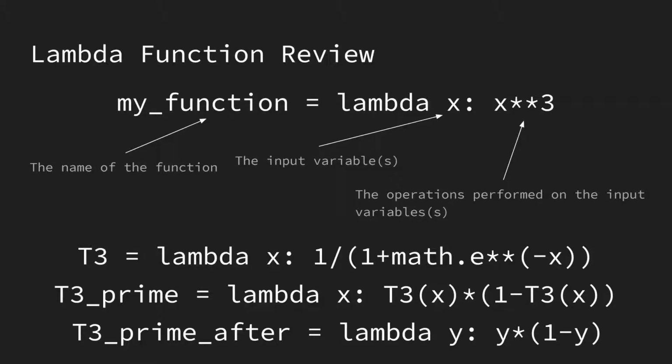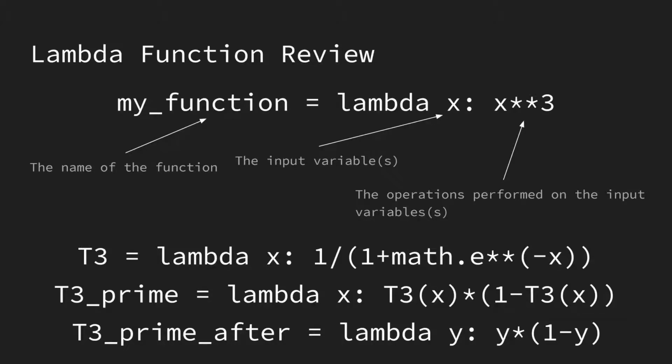And if we extrapolate this to what we're working with, we can create a sigmoid function t3, as you see, in one line. t3 equals lambda x, colon, 1 over 1 plus math.e times negative x. That gives you 1 over 1 plus e to the power negative x. And all you need to do to use it is t3 parentheses, whatever your input x value is, and that'll output your sigmoid activation value.